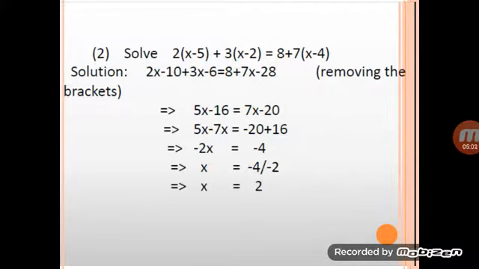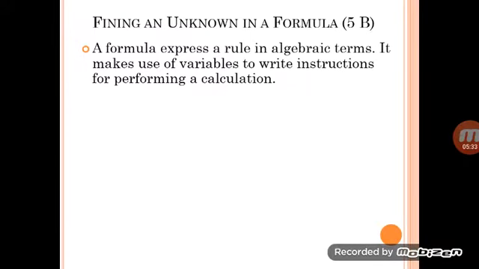Collecting like terms on one side, 5x minus 16, we have simplified the left hand side, and the simplification of the right hand side results in 7x minus 20. Like terms on one side, 5x minus 7x equal to minus 20 plus 16, minus 2x equal to minus 4. Minus will be cancelled on both sides, and then to simplify it with x only, we take minus 2 to the other side, and the result is x equal to 2.